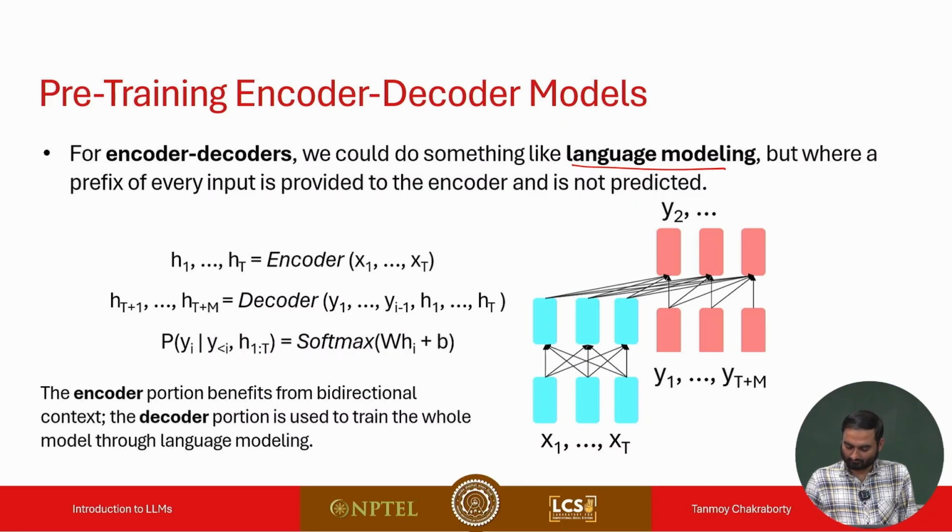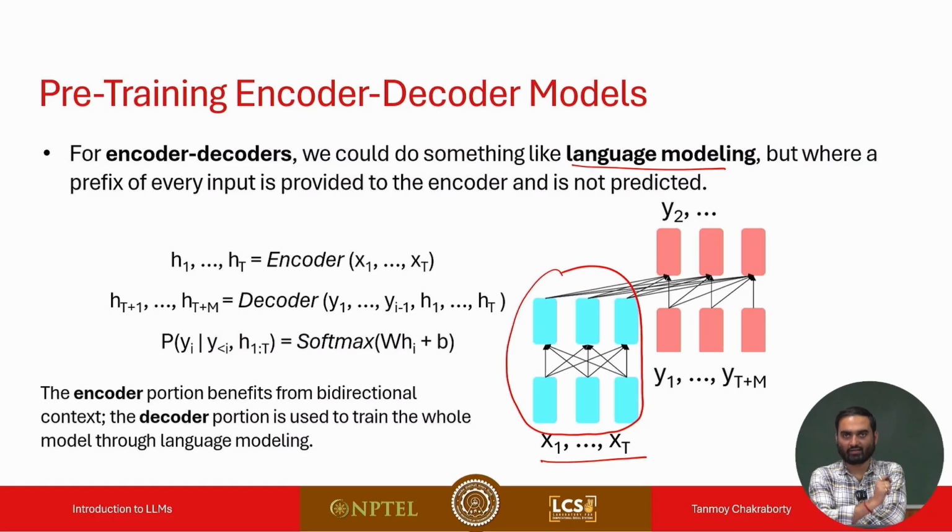So let's see. This is my encoder block. These are the inputs. There are T number of inputs, and these inputs are called the prefix. Now this prefix can be an instruction. Let's say the instruction can be "summarize this sentence," or the instruction can be "find the sentiment of the sentence." So it can be an instruction followed by the input.